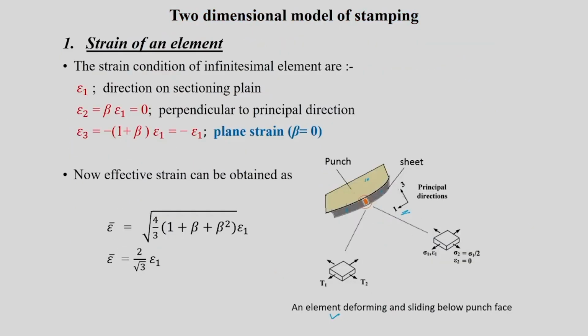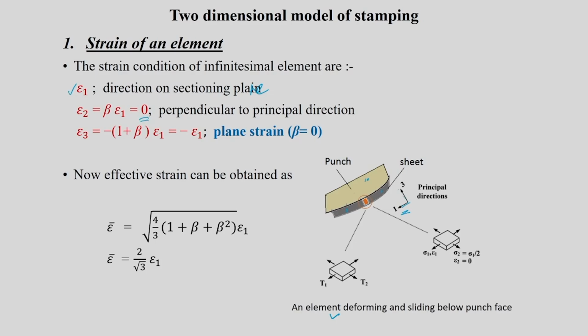So what we are saying is basically epsilon 1 is nothing but the strain direction on the sectioning plane. So you are going to section this entire setup, and on that plane you are going to have 1. That is what is given here, and epsilon 2 is nothing but beta into epsilon 1, that is known, perpendicular to the principal direction. That means perpendicular to the plane of this particular diagram, which we are going to call plane strain, and that is going to be 0.